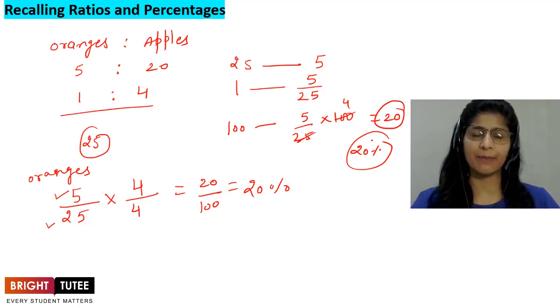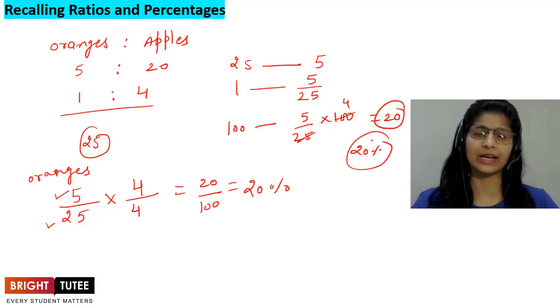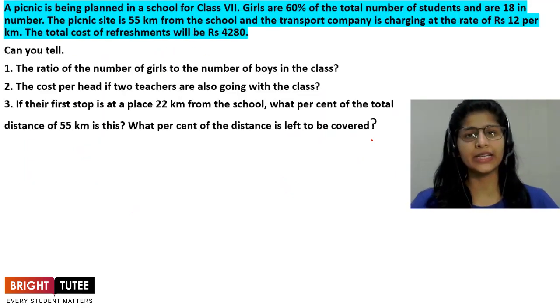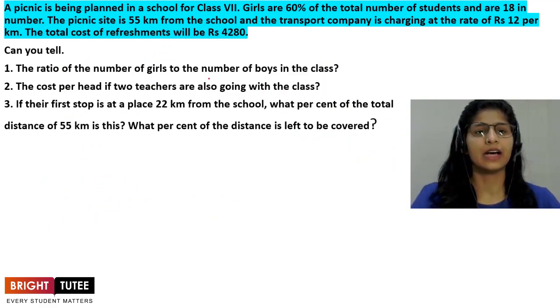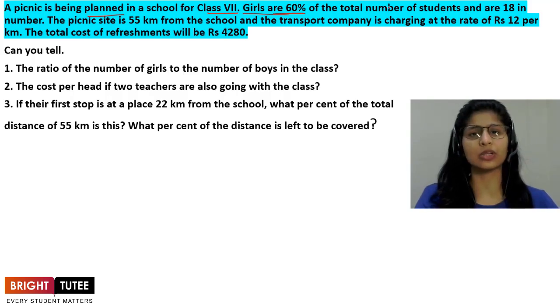Now we are going to do one example that will give us a clearer idea about the concept of ratios and percentages. Let's move ahead with that example now. It is written, a picnic is being planned in a school for class 7th. Girls are 60% of the total number of students, and the total number of students is not given, but the number of girls is 18.